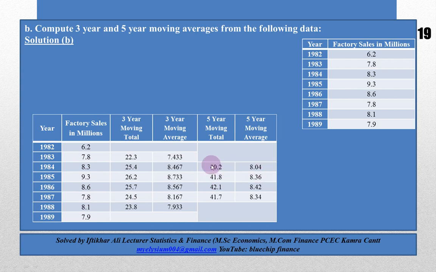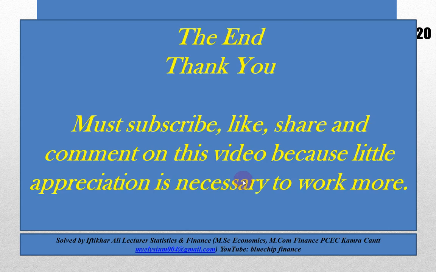Here we add up 5 values, so 40.2 divided by 5 equals 8.04, 41.8 divided by 5 equals 8.36, and so on. So in this way you can calculate the 3-year and 5-year moving averages. Thank you.